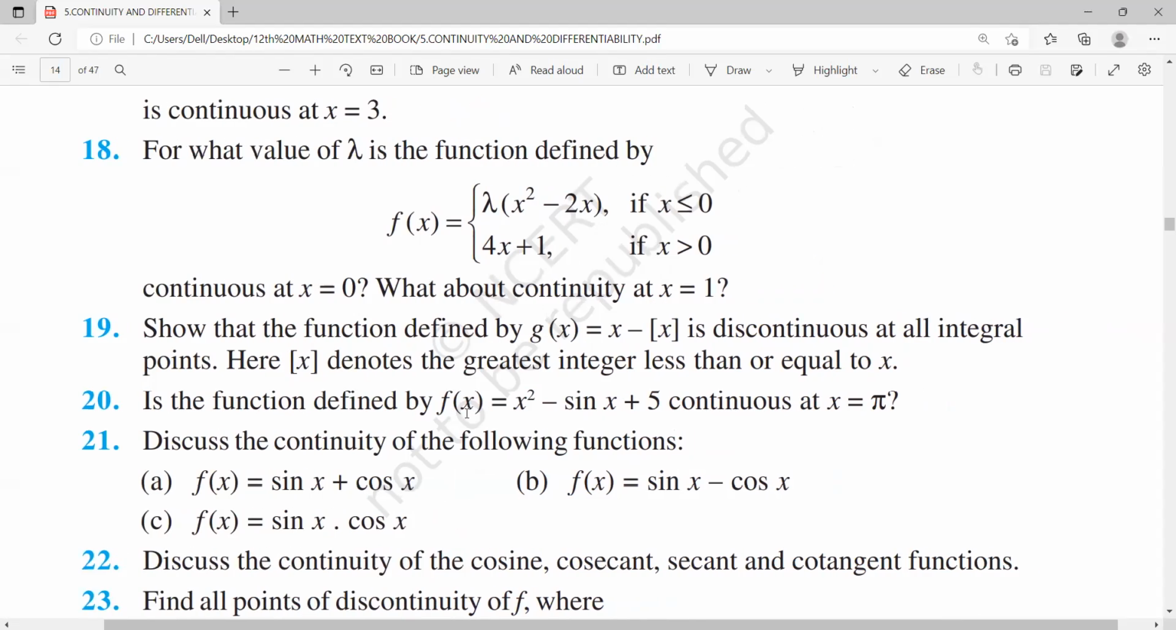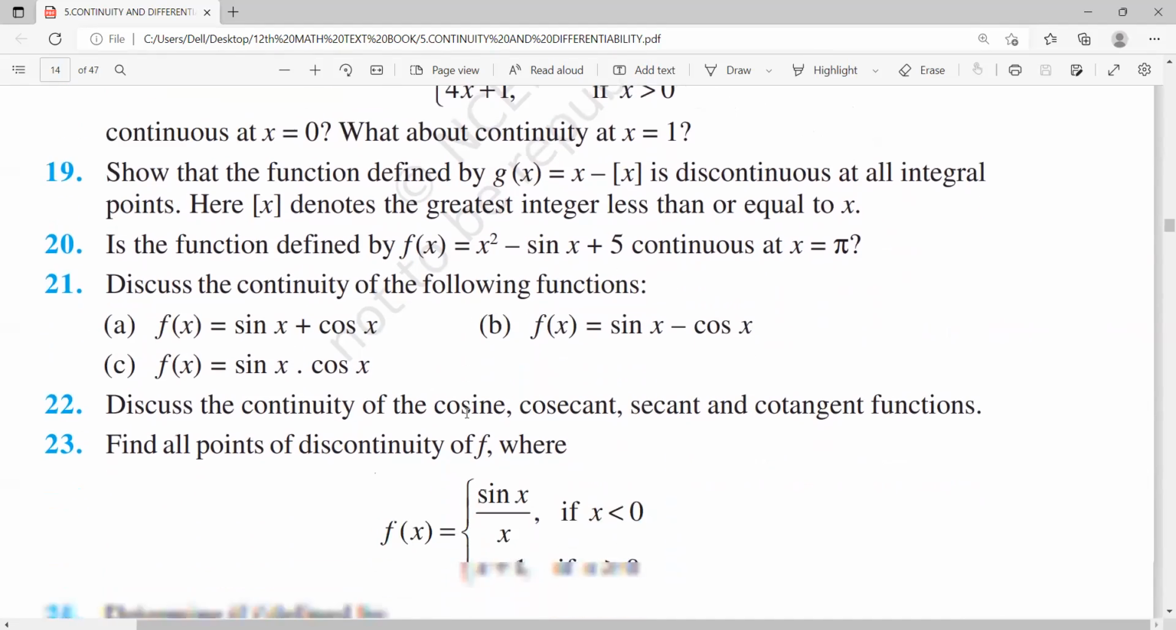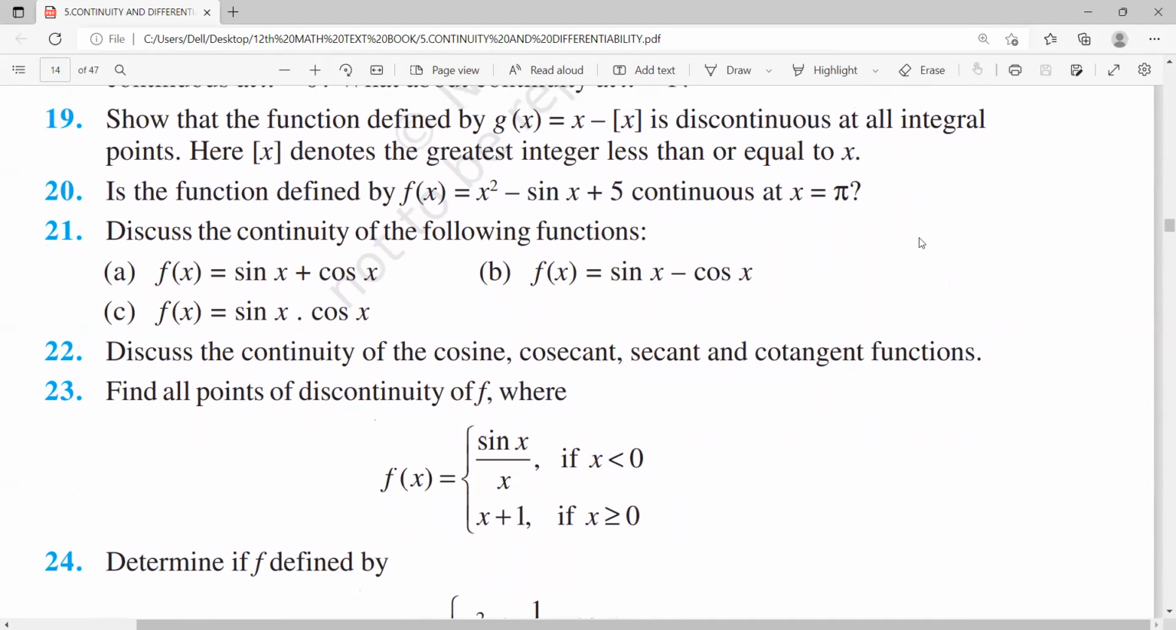If you don't have any doubt here, 18th question, till 18th question. 19, are you clear? Can you show it? Meaning, shall I do and show? Yes.